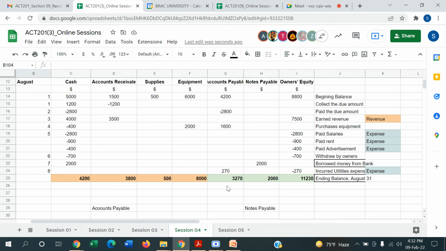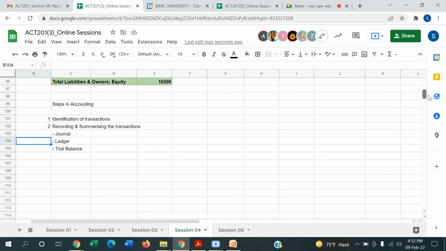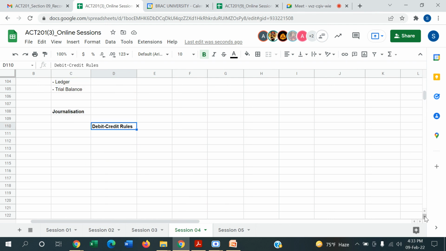Was a part of the identification of transaction. Now we have to see how we can move to the next step, that is journalization. So now journal or journalization. Whenever we have to do journal, we have to follow a rule which is known as the debit credit rule. Now if you ask me what the debit means and what the credit means, I cannot define it because there is no definition of debit and credit. It's just a rule which helps us to record transactions into the journals.